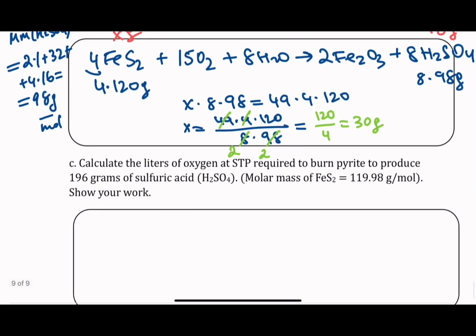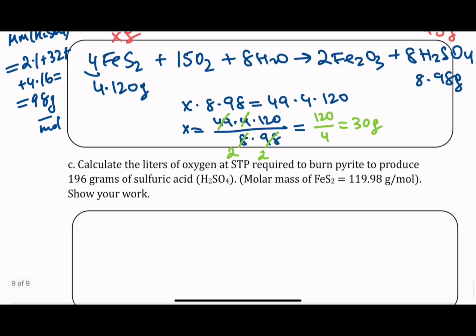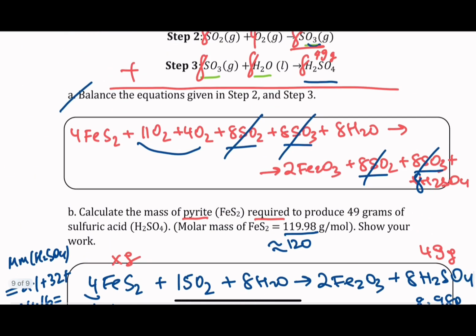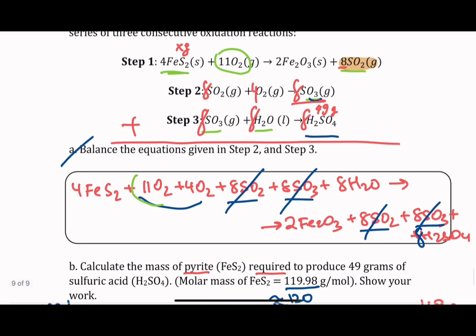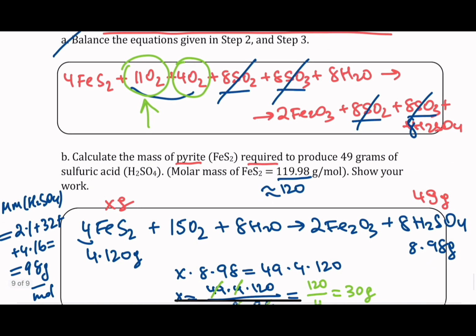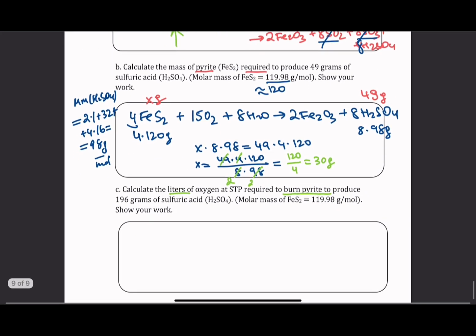Now, the bottom one is asking us to calculate the liters of oxygen at STP. We know that STP is 22.4 liters, right? But the portion that we need to be careful with is, look at here, it says required to burn pyrit. Pyrit in here is this one, and we need 11 of this oxygens. We had here 11 oxygens and 4 oxygens. Now this 11 is the one to burn the pyrit itself. So we're going to use that.